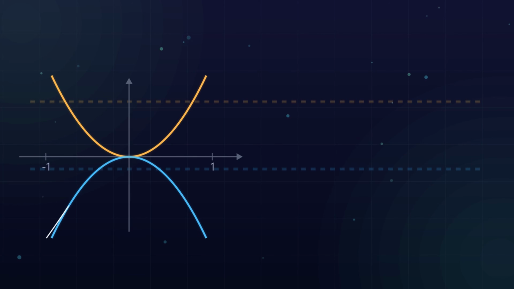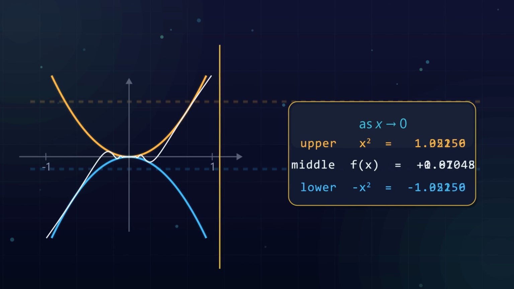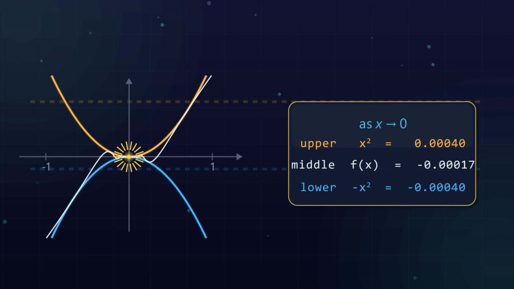Finally, as x goes to 0, negative x squared goes to 0, and x squared goes to 0. Same number, both sides. So the wild function is squeezed to 0. One line, no cleverness, and the monster is solved.